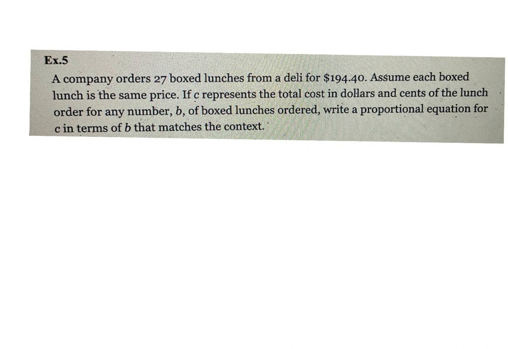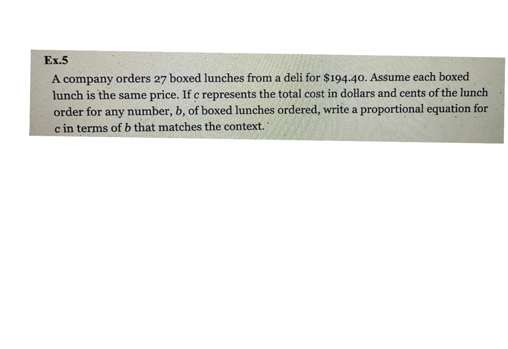Example 5. A company orders 27 boxed lunches from a deli for $194.40. Assume each boxed lunch is the same price. So if C represents the total cost in dollars and cents of the lunch order for any number B of boxed lunches ordered, write a proportional equation for C in terms of B that matches the context.